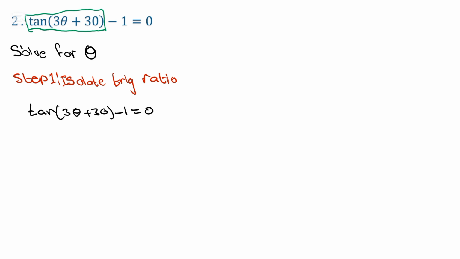How do you isolate it? You need to take 1 to the other side, and when you take 1 to the other side, it changes its sign. So tan(3 theta plus 30) is equal to 1. Now it has changed its sign. Now you have isolated your trig ratio on one side, and whatever you've been given on the other side. So that's when you come to step 2. Your step 2 is your reference angle shift.